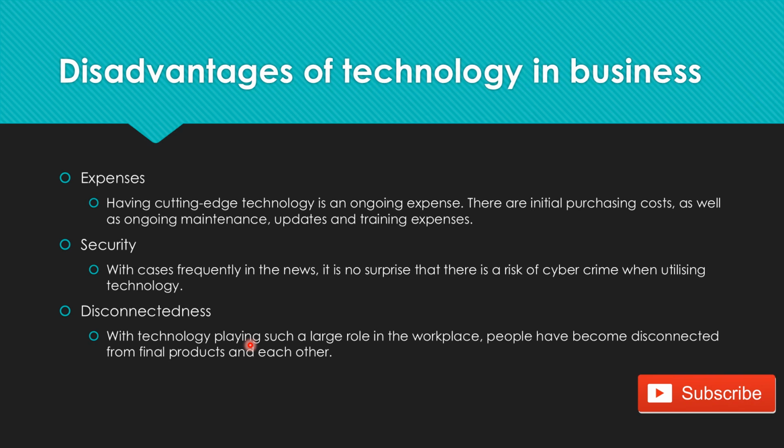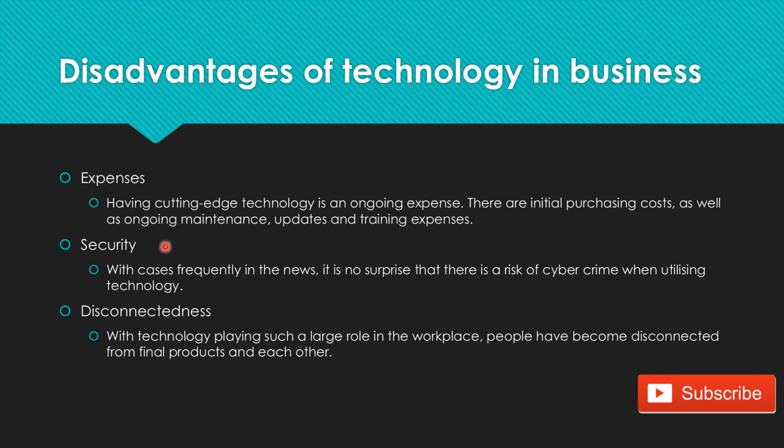Now to everything there are some disadvantages, so let's have a look at some disadvantages of technology in business. It is expensive. Having cutting edge technology is an ongoing expense. There are initial purchasing costs, so when you want to buy the technology itself, there will be initial cost, as well as ongoing maintenance costs, update and training. As you know, with technology you have to continuously update them, upgrade them, and maintain them.